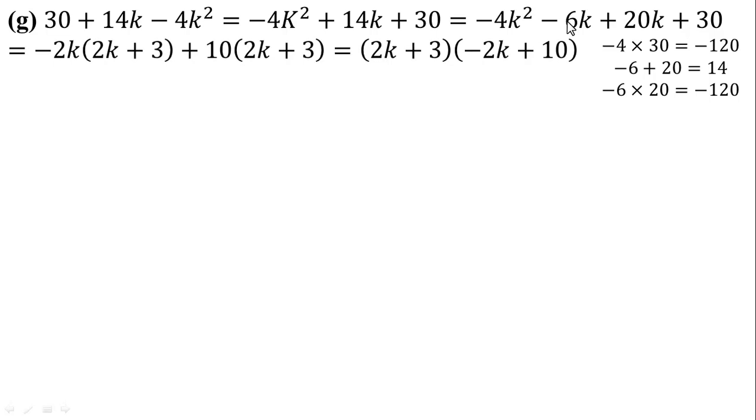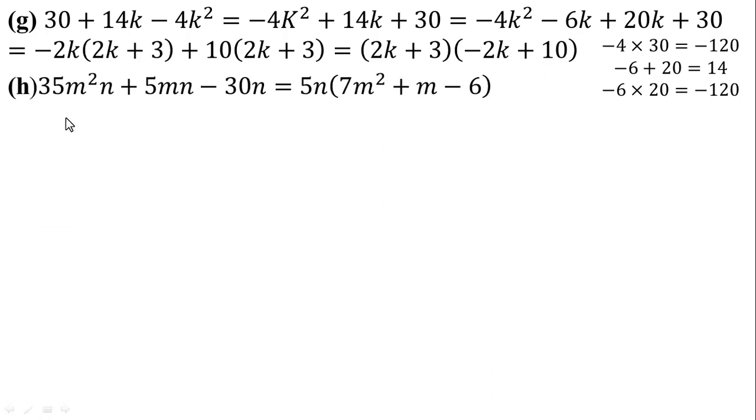Now taking the common, 2k is divisible in both terms, then minus 2k is common. Remaining answer: 2 2s are 4k plus 2 3s are 6, into 3. 2k plus 3. Plus 10 is divisible by both values, plus 10 is common into 2k plus 3. Then final answer of G part: 2k plus 3 is common and minus 2k plus 10.